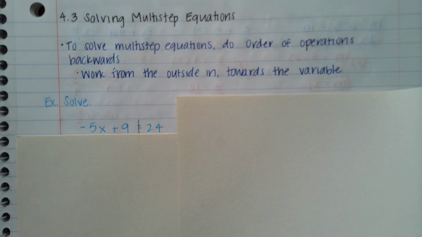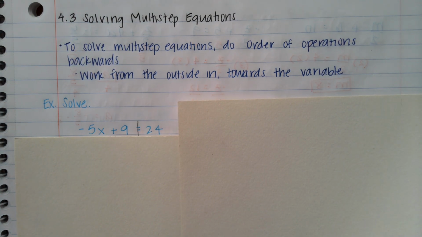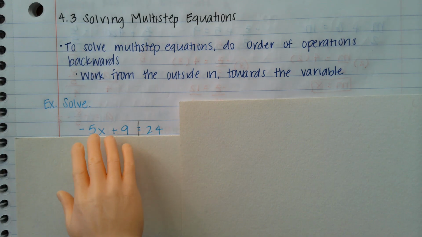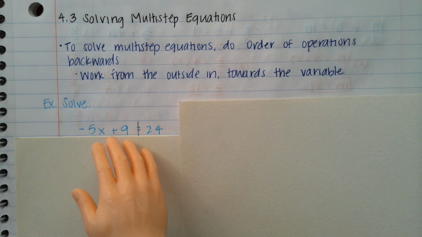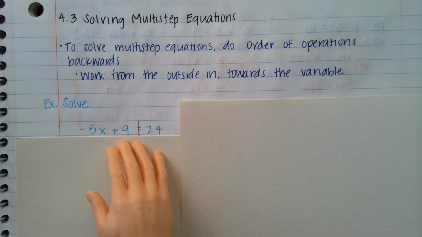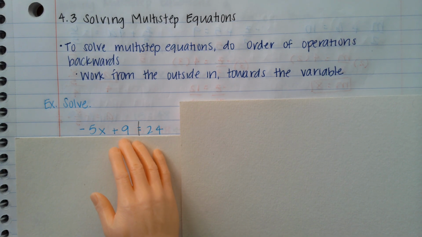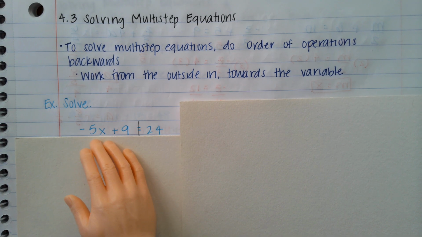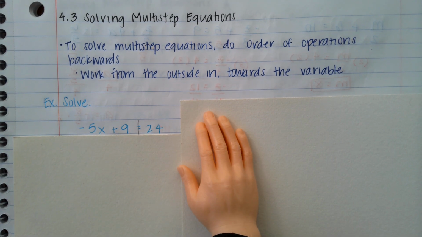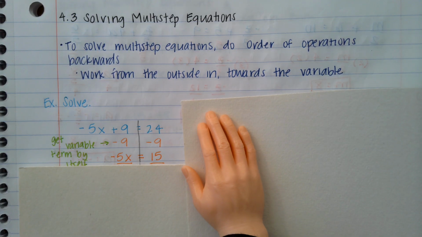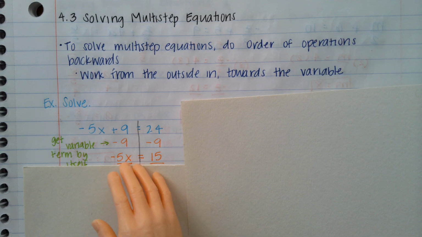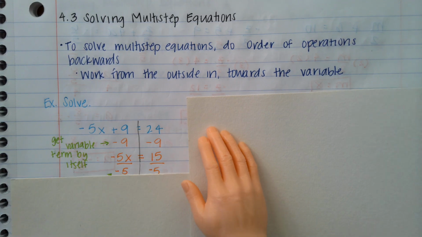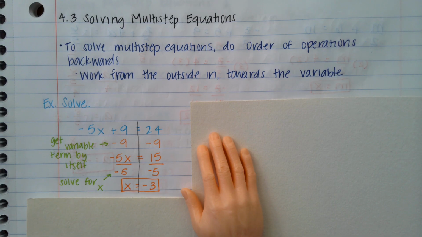If I have 5x plus 9 equals 24, I need to work from the outside in towards this variable. Order of operations ends with addition and subtraction. So this is adding and subtracting, but it does not have a variable. So to get my variable term by itself, I'm going to move the 9 first. And in moving the 9, I would get 5x equals 15. Then this is a one-step problem. So to get x by itself, I need to divide each side by 5, which gives x is 3.